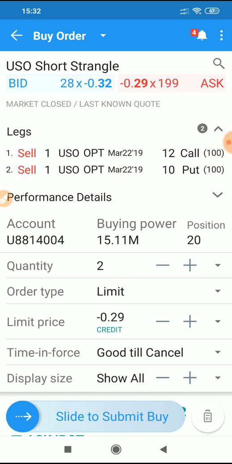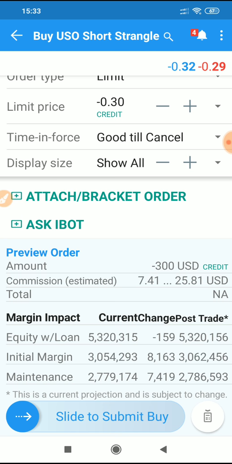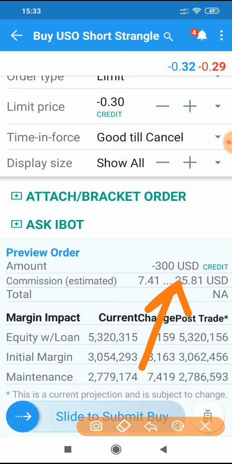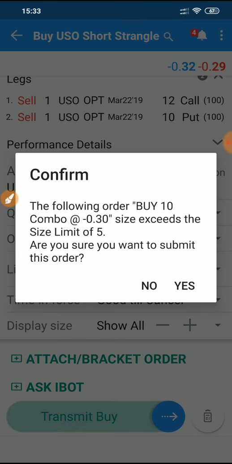But anyway, I'm going to crank this up to 10 contracts just to scale up my order. With this short strangle trading between negative 0.032 and 0.029, I'm just going to take my price down to that 0.030, tap that button at the bottom, and we can see that I'm going to be collecting $300 US. So I'm going to slide to submit that sell now.